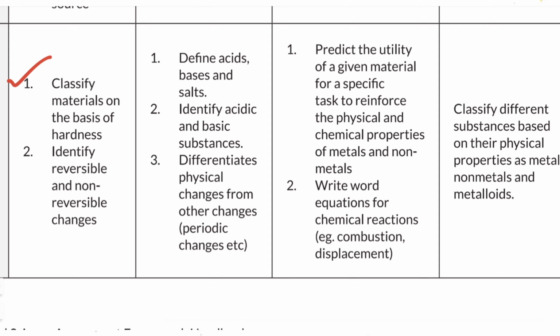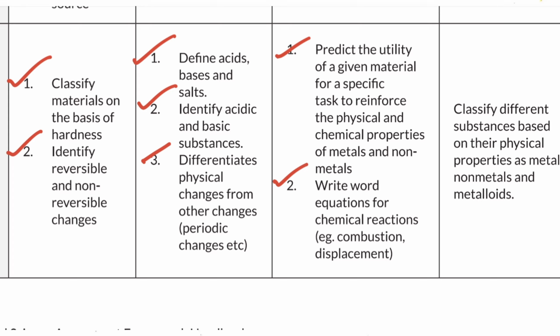Next, classify materials on the basis of hardness. Identify reversible and non-reversible change. Define acid, base and salt. Identify acidic and basic substances. Differentiate between physical change and other change. Predict utility of a given material for a specific task to reinforce physical and chemical properties of metal and non-metal.